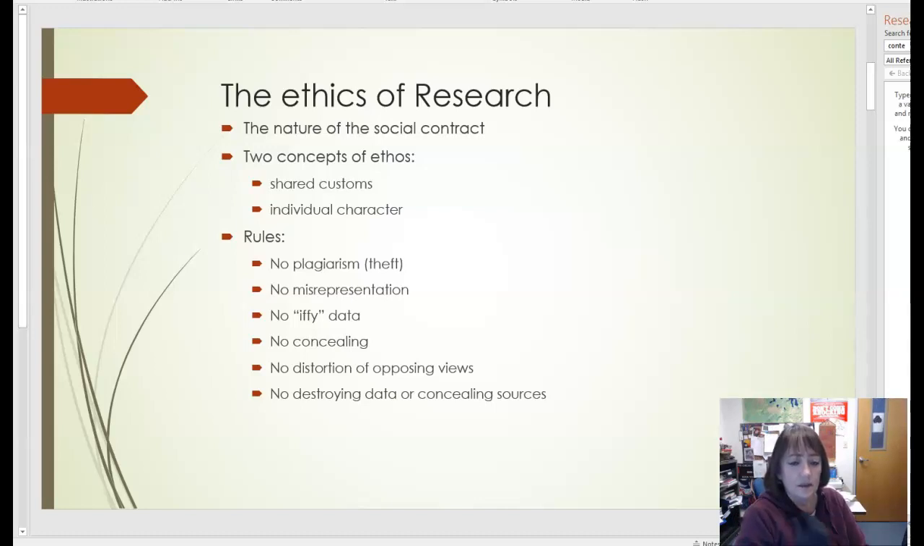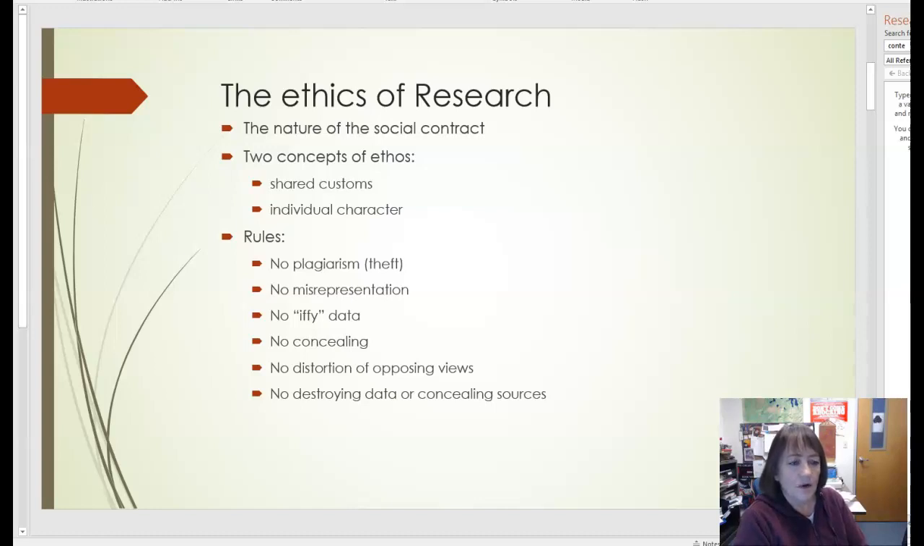But distorting opposing views really indicates that you are unwilling to accept better data. And so in any research, we always have to be open to the possibility that we're going to be learning something, that the way we went into something is not necessarily the way that we're going to come out of it, and that we hope that our readers are open to change and that we are also open to change.